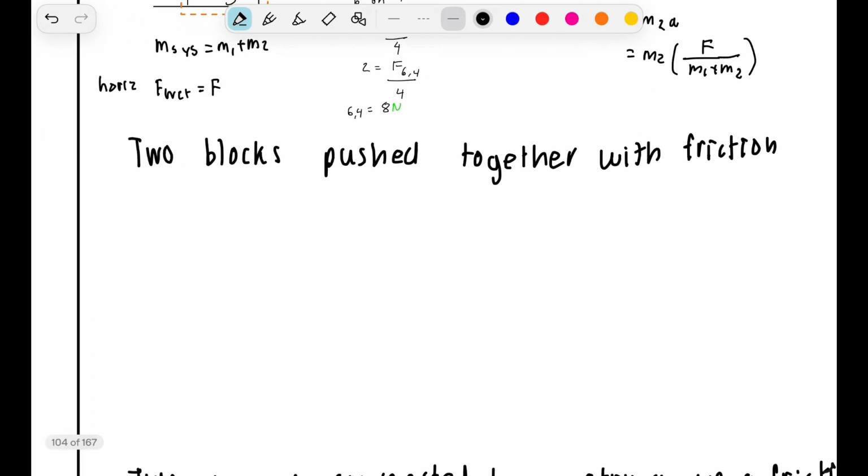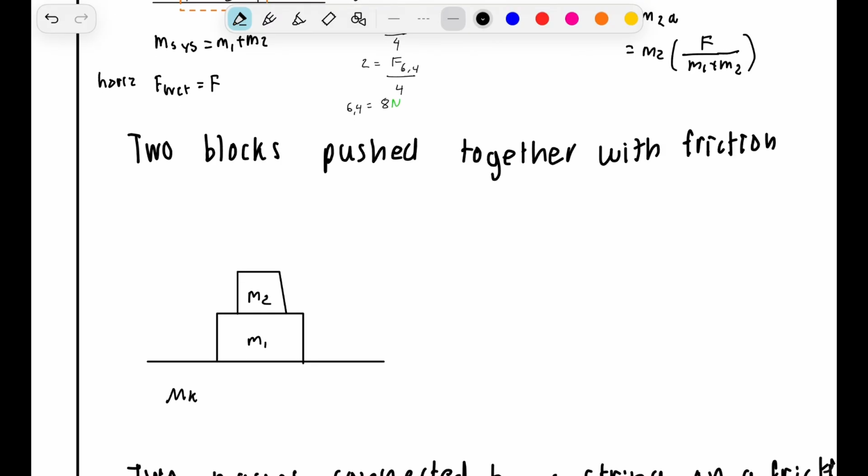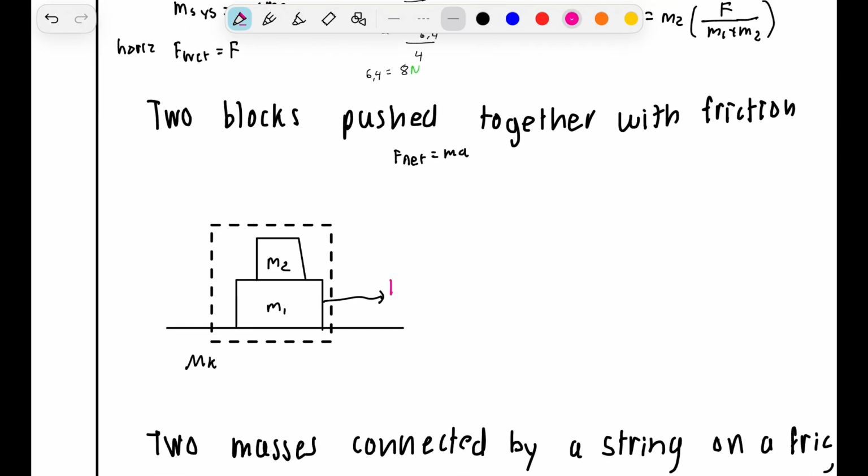Now, what if you have two blocks moved together with friction? If this is our table surface, again, we have a block 1 here, another block here too. This is m1, this is m2. You are going to have the same kinetic friction, mu k, and we're going to treat this as a system again. So for our system, we're going to find the F net equal to ma. So for our external forces, we're going to have an F that is going to be pulling it forward, and then you're also going to have Fk1, and you're also going to have Fk2 pulling it backwards.